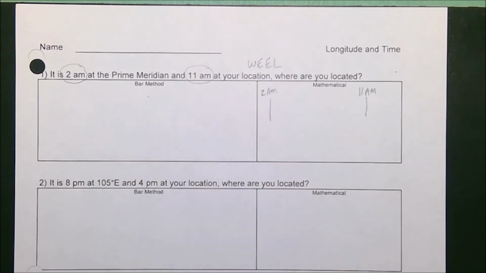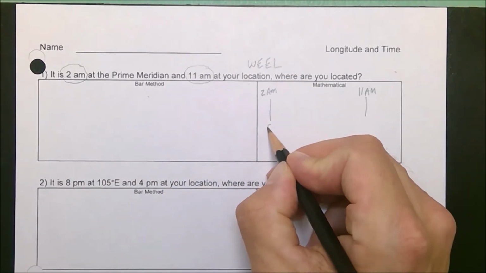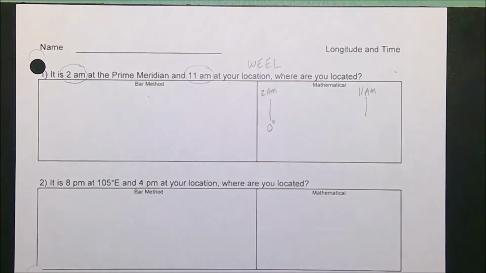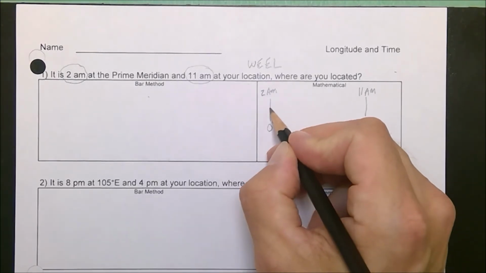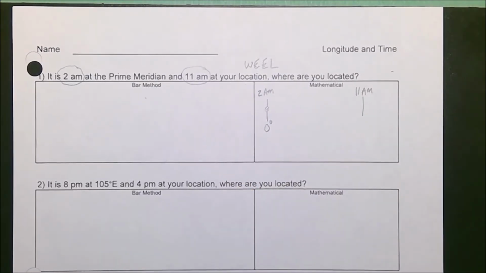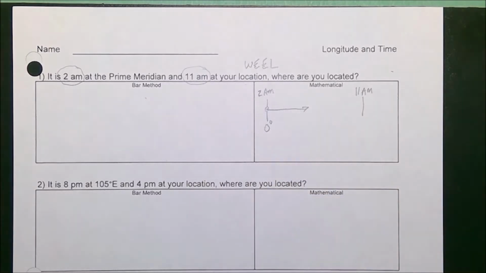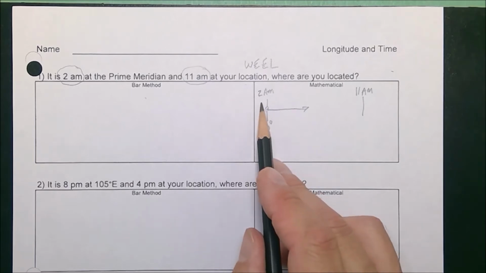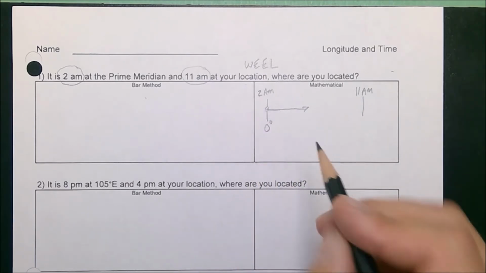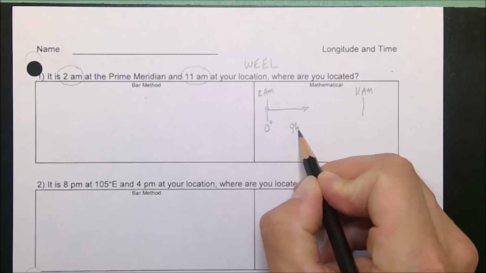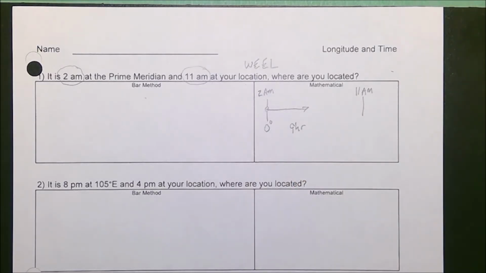Now, 2 a.m. is the prime meridian. So the prime meridian we know is at 0 degrees. That means this is my starting meridian. I have two of them, so I put a dot in the middle of it. I'm going to draw an arrow. I'm traveling east because east is going to get later. Now, from 2 a.m. in the morning to 11 a.m. is going to be a 9-hour time difference.